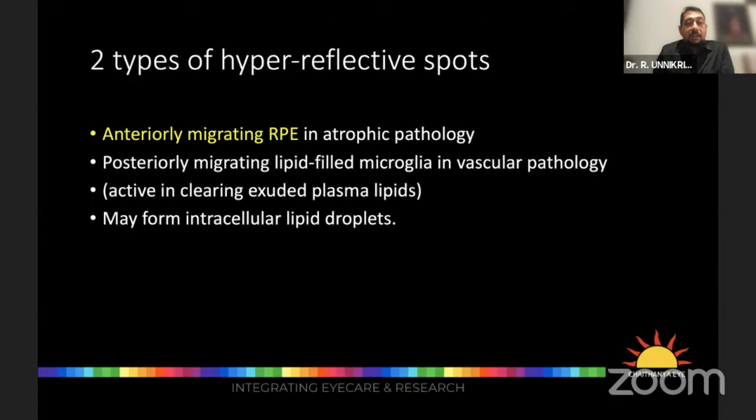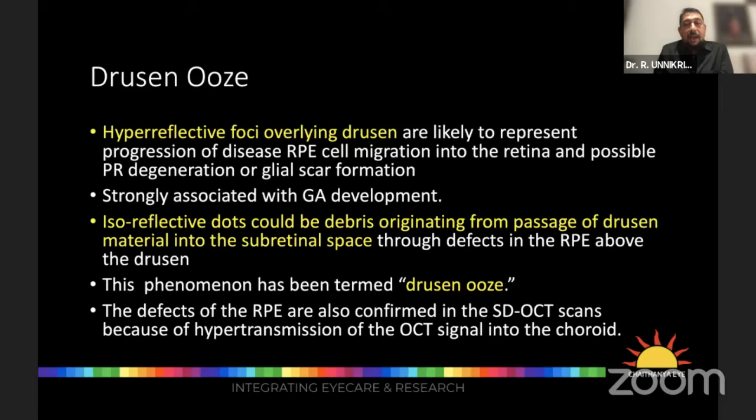So we have two types of HRF: the anterior migrating, that is the atrophic pathology, and a posterior migrating, that starts in the retina in vascular pathologies and moves towards the RPE. We are here talking about anterior migrating RPE cells or hyperreflective spots in atrophic AMD. An interesting thing we see is also called drusen ooze, which is characterized by two significant features. First, the presence of hyperreflective foci overlying the drusen, and second, isoreflective material, which is equivalent to the drusen content, coming through these defects in the RPE above the drusen.